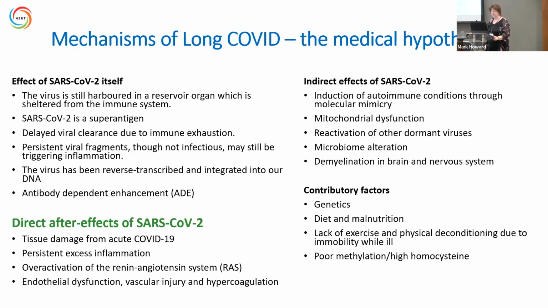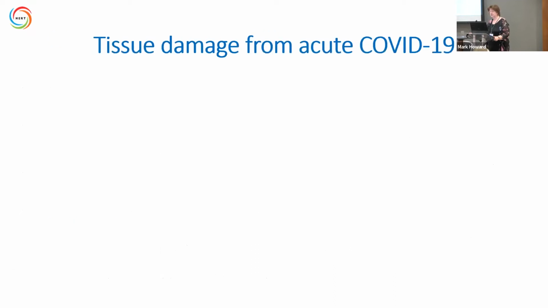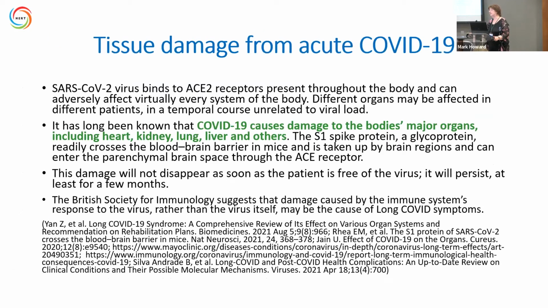Right, now we'll look at the direct after effects of SARS-CoV-2. The first and obvious one is tissue damage. We know that the virus in acute COVID does a lot of damage to the organs. We saw that this morning. And these are not going to recover in a hurry. As we saw, a lot of the problems were still persisting 6 months to a year later. So we're talking about heart, kidney, lung, liver, almost anywhere really.